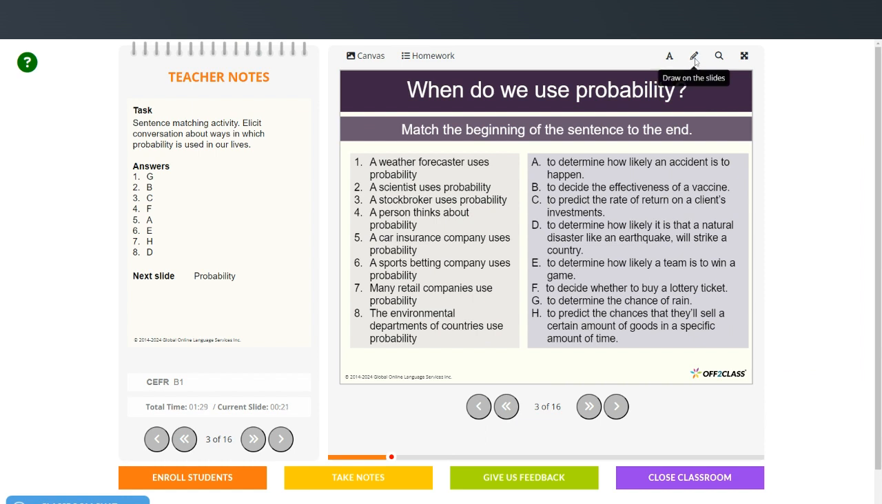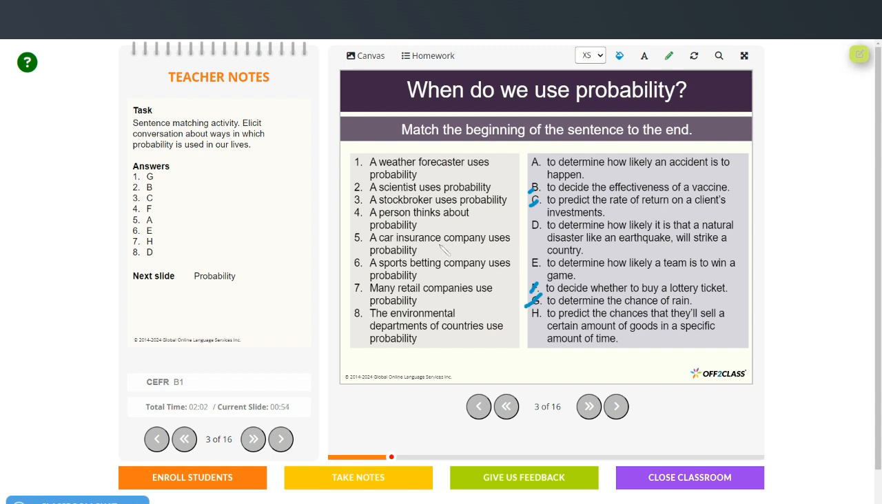All right, so number one, a weather forecaster uses probability, and that goes with letter G, to determine the chance of rain. A scientist uses probability to decide the effectiveness of a vaccine. A stockbroker uses probability to predict the rate of returns on a client's investments. A person thinks about probability to decide whether to buy a lottery ticket.